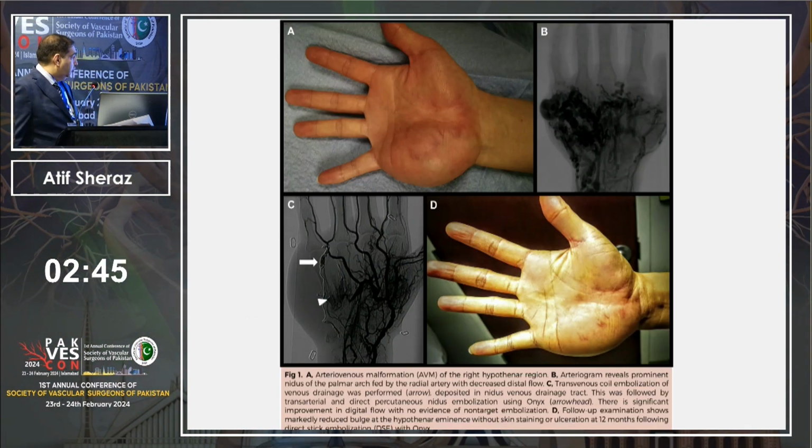So this is an example of embolization of an AVM in the hypothenar region. The venous outflow has been occluded with coils, and Onyx has been given, and there is a good satisfactory result. The nidus has been obliterated, the swelling is reduced, there is no ulceration, there is no discoloration.